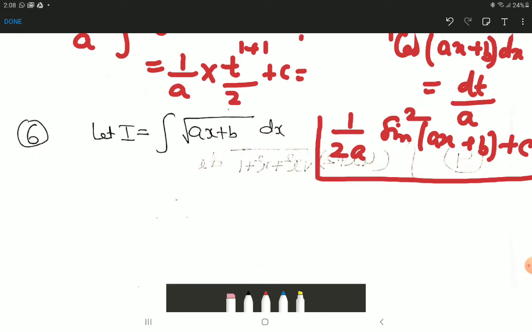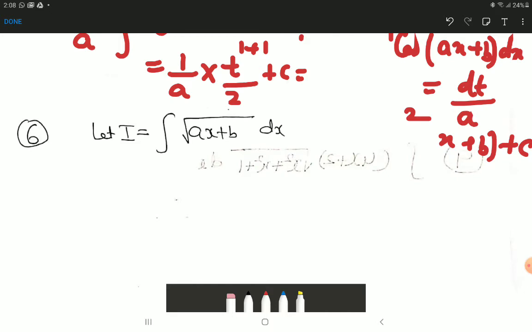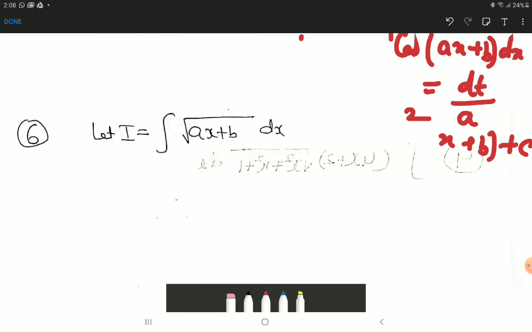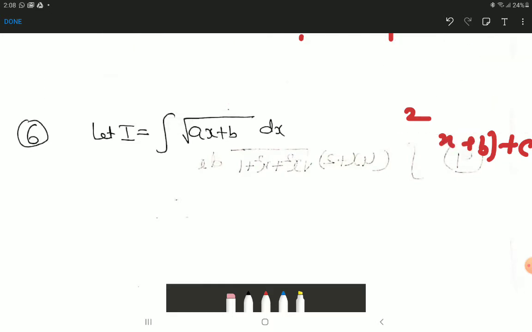I am just deleting the previously written part, so more space will be created. So look here. Here we have square root of ax plus b dx. So the derivative of ax plus b will be a dx, that of b is 0. We don't have a dx, we have dx. So a can be created by multiplying and dividing by a. So let's see how to do it.